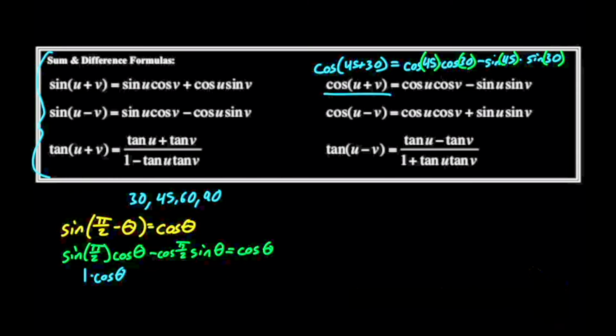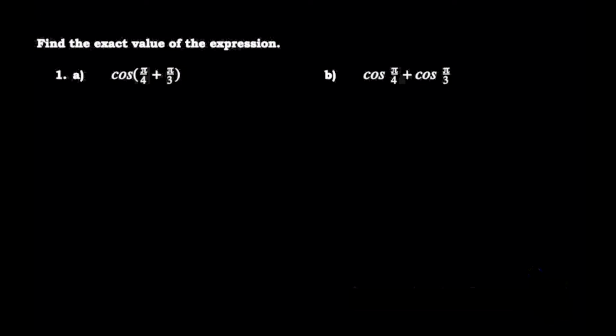And then over here we have minus cosine of pi over 2 times sine. Again, pi over 2 is the point 0, 1, and the cosine is the x value. So this is 0 times anything, which just cancels out. When we evaluate, that's minus 0, and then 1 times cosine minus 0 is just cosine. So we were able to prove this cofunction identity using the difference identity. Let's take a look at a few more examples.